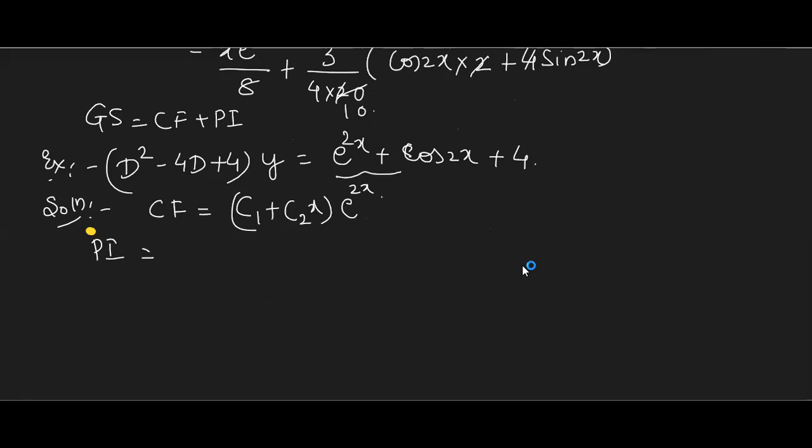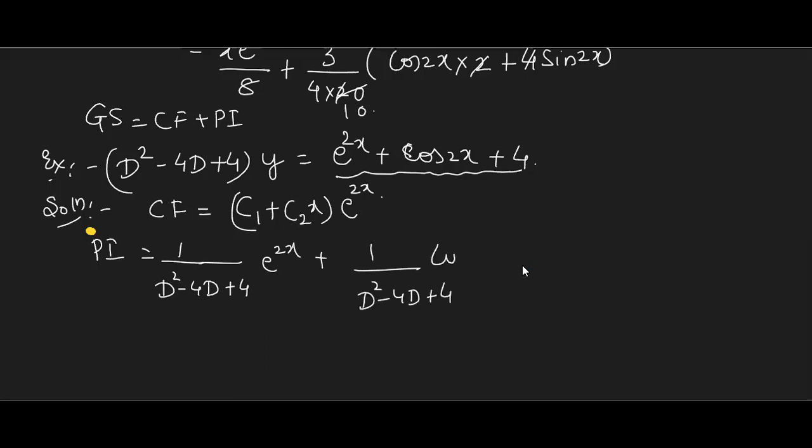Now PI, how to write? Just see how many terms are there on the RHS. 3. So you should write it as a sum of 3 terms now, no other choice, because there are different procedures for each. So 1 upon d square minus 4d plus 4 operating on e raised to 2x, 1 upon d square minus 4d plus 4 operating on the second term cos 2x. How to deal with a constant?